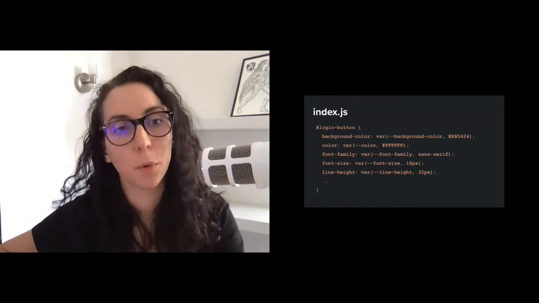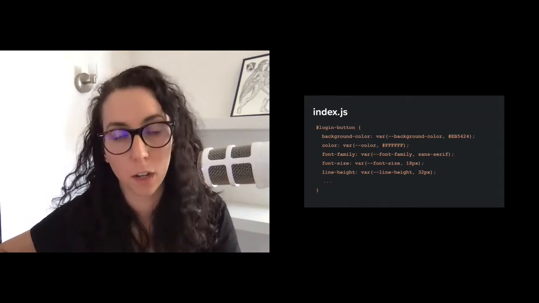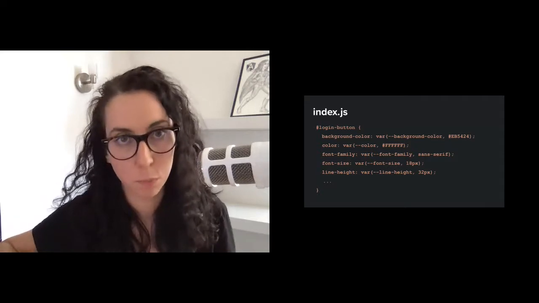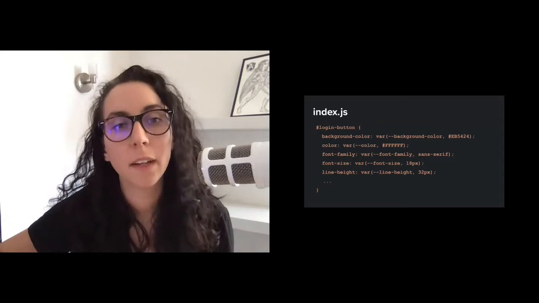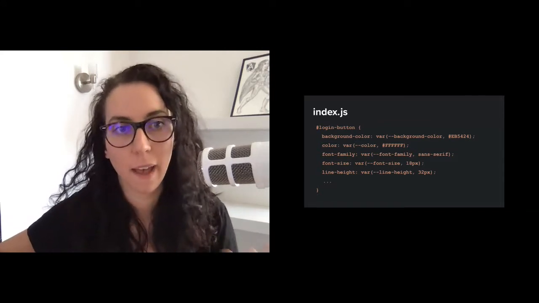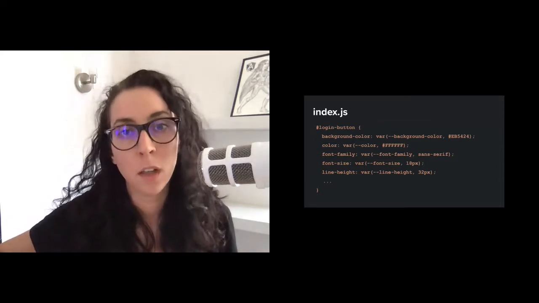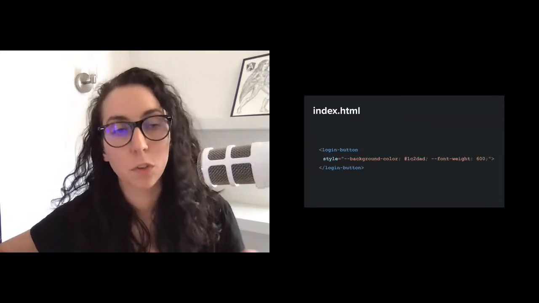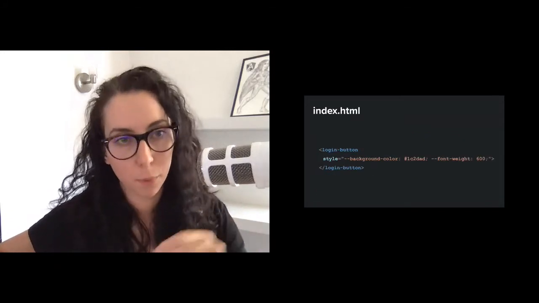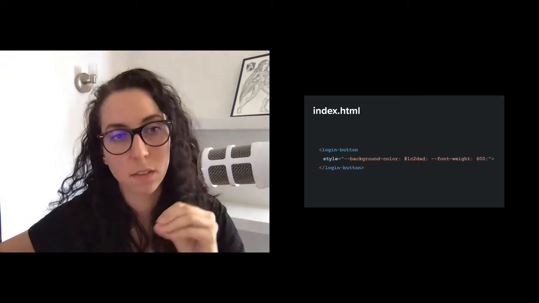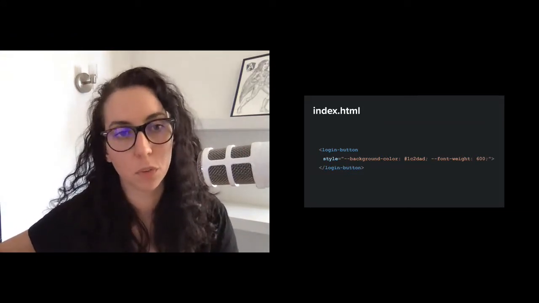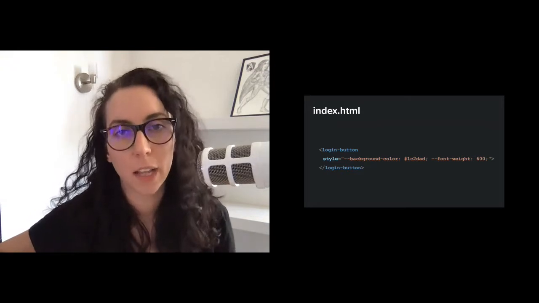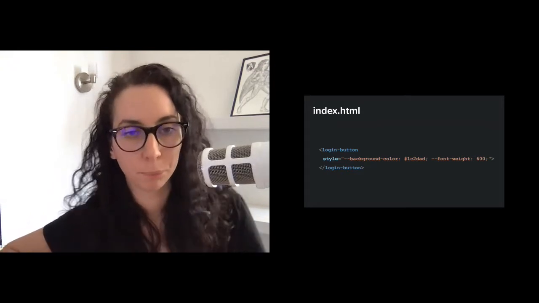We give it a variable. The name of the variable is background-color. That's just my choice because I wanted to keep it more legible, but you can call it whatever you want. And then a default value so that the button has a default background color. And then if you want to change it, what you would do is inside the web component, inside the login button, you would access the style attribute, and there you'd call the name of the variable, which was --background-color, and add the value you want there, which is the color.